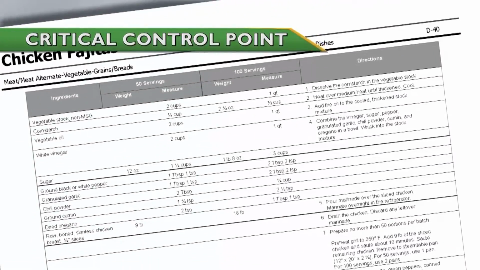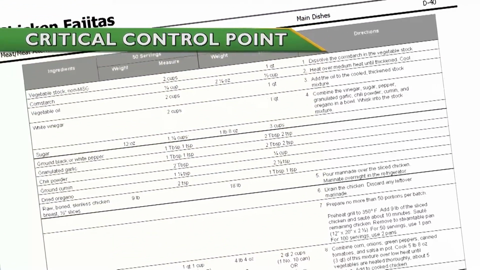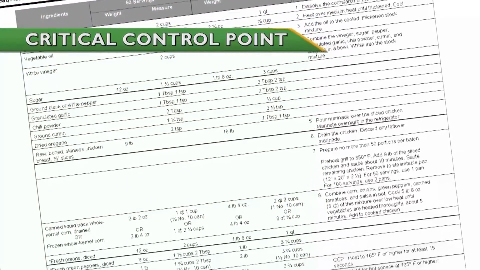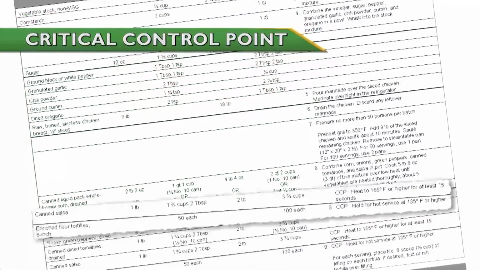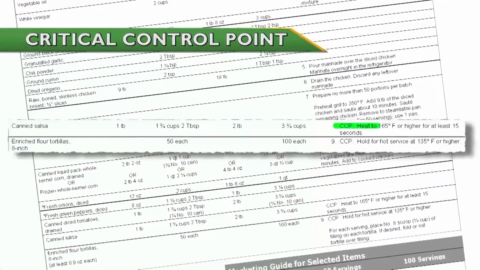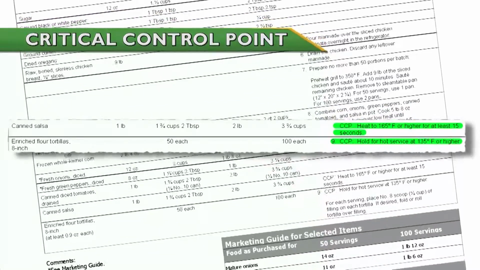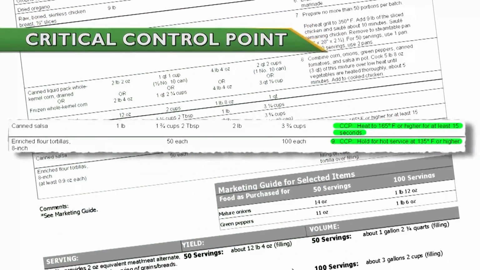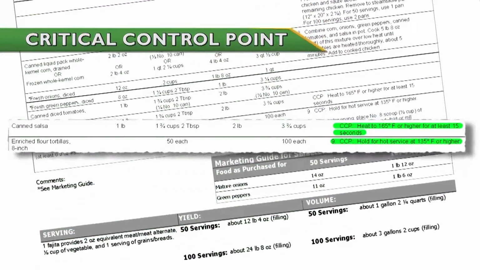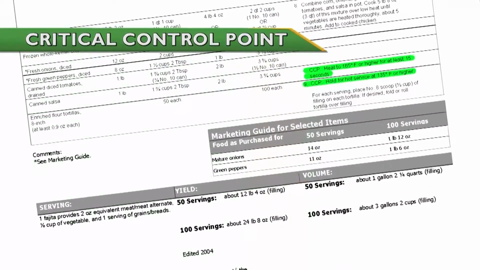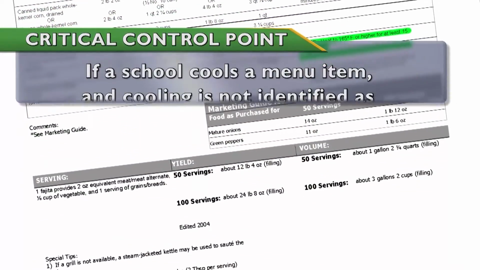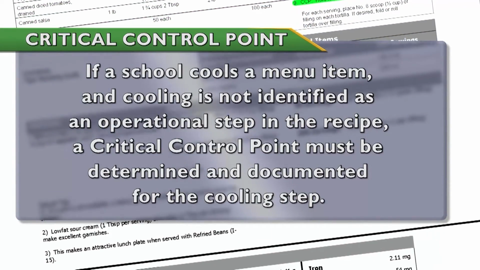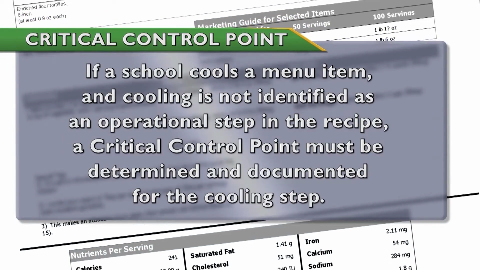Following recipes exactly and maintaining them on file will fulfill the requirement for documenting critical control points and critical limits within the process approach specifically for these recipes, although CCPs are identified in each of the USDA recipes. It is important to consider the complete process used at each school or site. This will help determine the need for CCPs when modifying recipes and in the absence of recipes. For instance, a particular school may cool leftover chicken, although cooling may not be identified as an operational step in the recipe. Therefore, CCPs must be determined and documented for the cooling step.